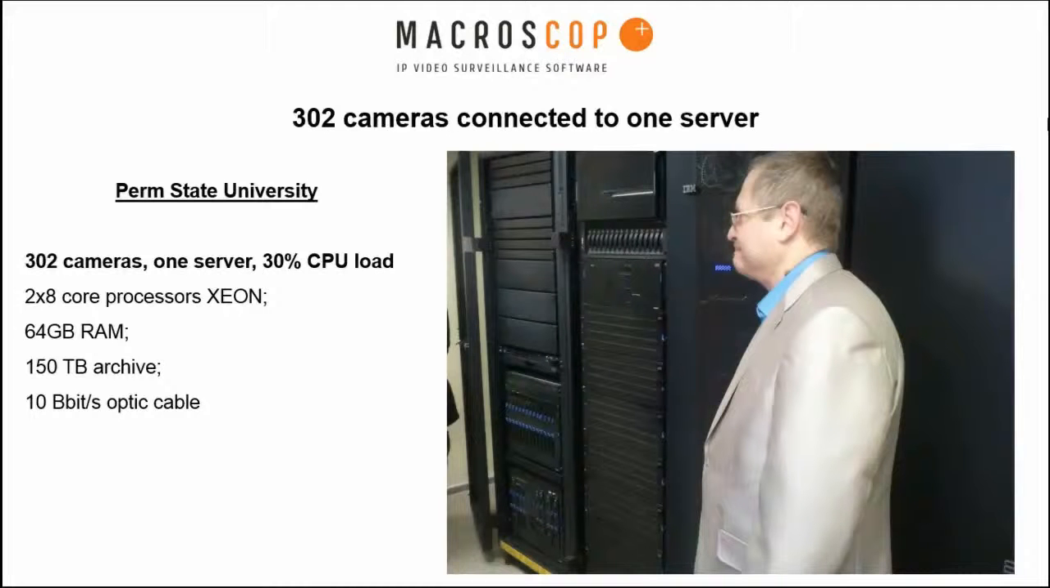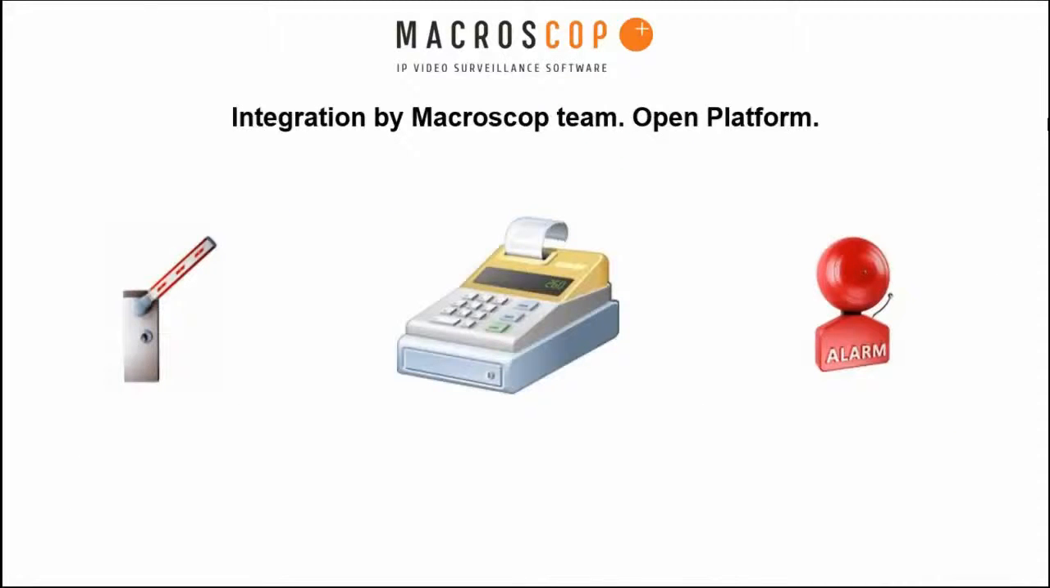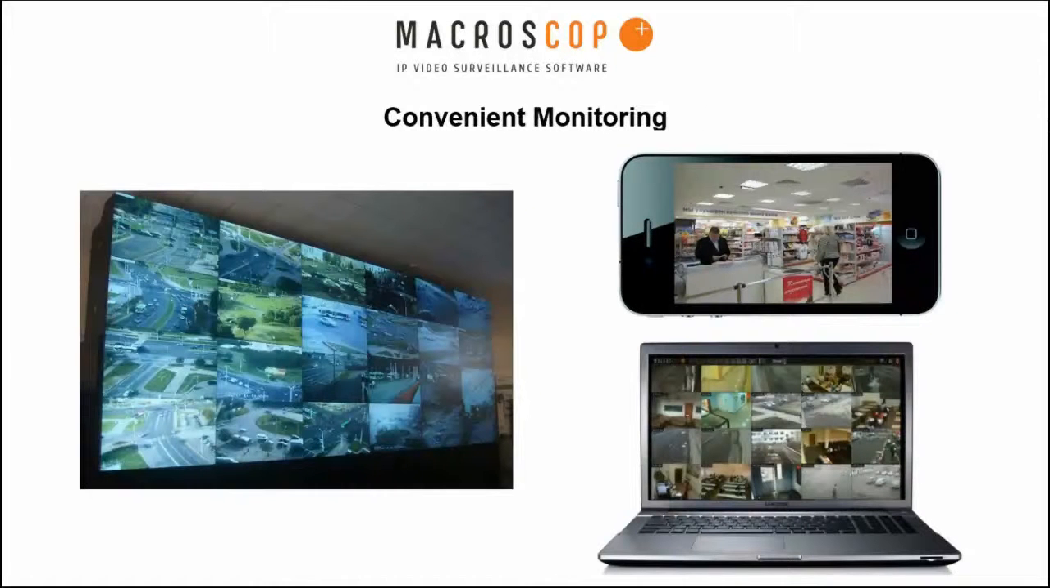You can use any IP camera in your projects. At the moment, Macroscope is integrated with 107 camera brands, almost 2000 IP camera models. Macroscope supports ONVIF and PSIA. We will integrate any IP camera if it is needed for your project. Macroscope is an open platform video management software, thus integration with third-party systems is possible, and our integration team is always at your disposal. Macroscope has 3 options of monitoring and system management: standard client-based, web client.